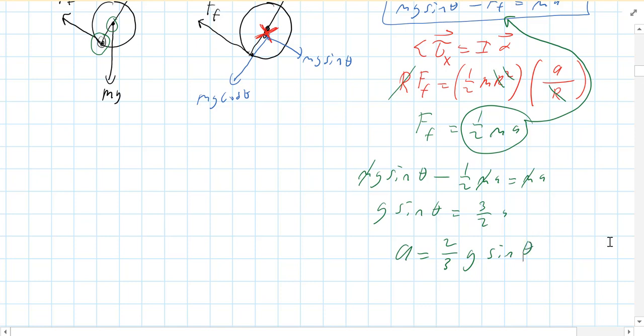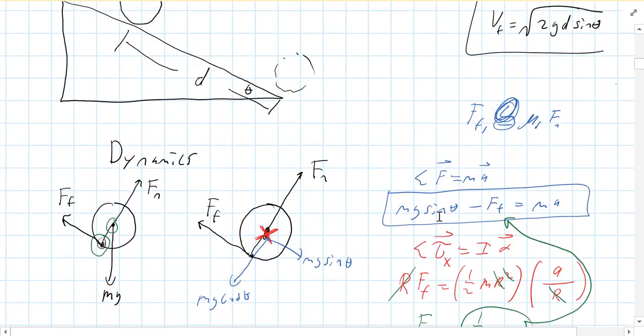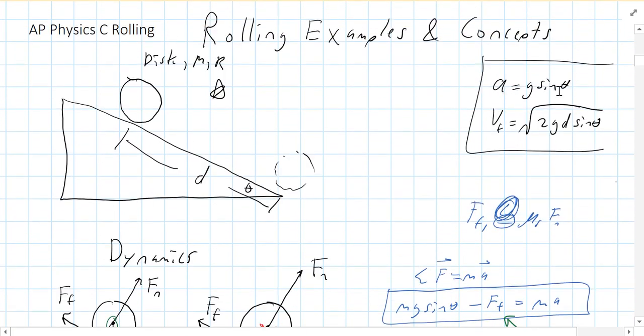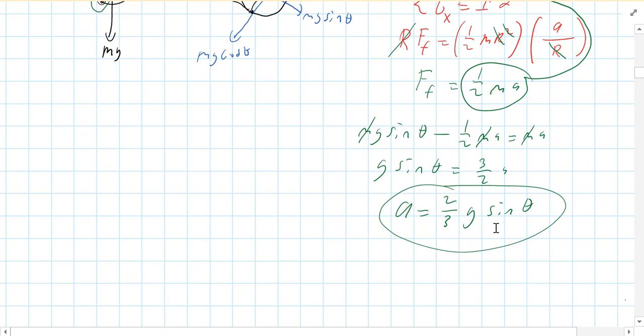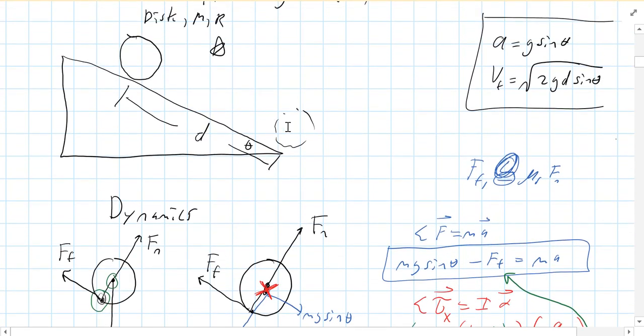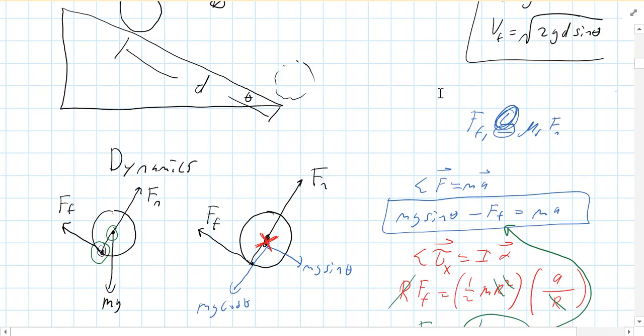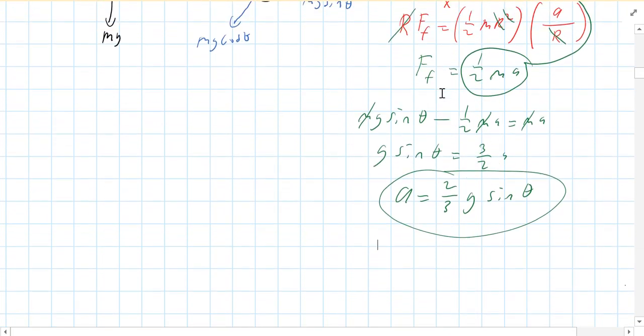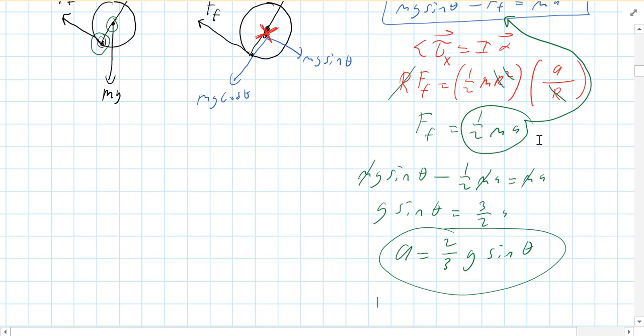Okay, now compare that acceleration of our rolling cylinder to the acceleration of a frictionless block. This acceleration is only 2/3 as much, which means the disk is not going to be going as fast when it gets to the bottom of the incline. It won't be going as fast as the block sliding on a frictionless incline. Okay. Now that's how you would find the acceleration using dynamics.